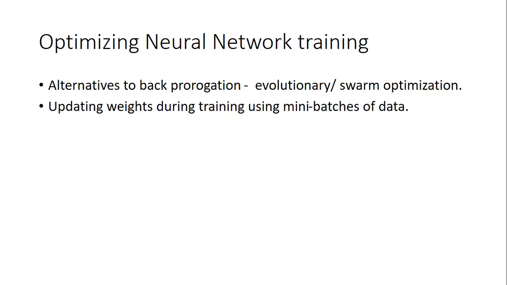Now that we know about the structure of the model and training using backpropagation, let's move on to how we can train the ANNs more efficiently. There are a few alternatives to executing backpropagation, and the most popular ones are using either evolutionary or swarm-based optimizations to update your weights. You could also update your weights during training using mini batches of data.